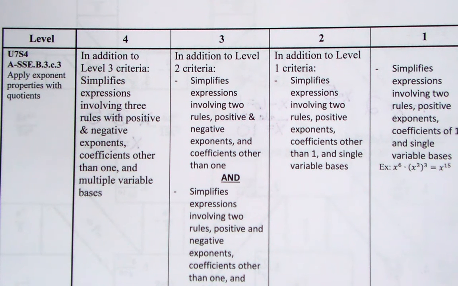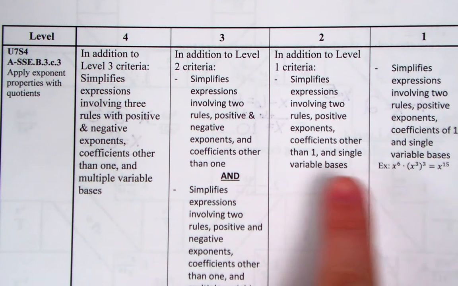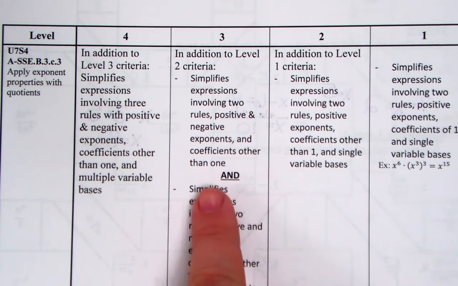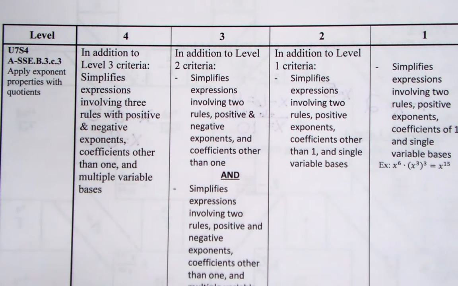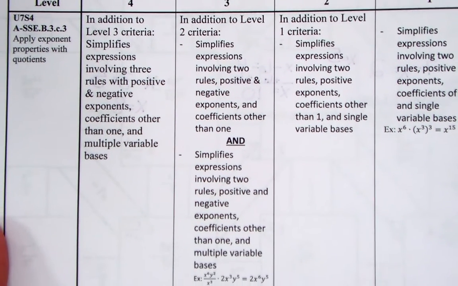For Unit 7 Standard 4, we are just simply putting all of our properties together. In Level 1, you'll have two rules, only positive exponents and coefficients of 1. In Level 2, you'll still have two rules, but you'll have other coefficients and still only positive exponents. You'll have negative exponents, other coefficients, still two rules, but you'll also have more than one variable in Level 3.